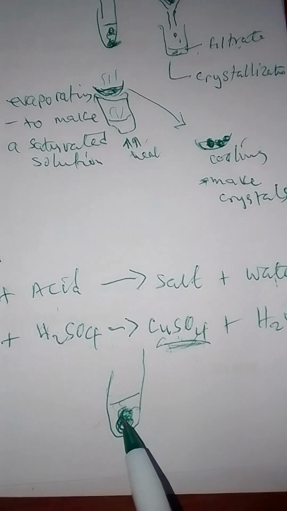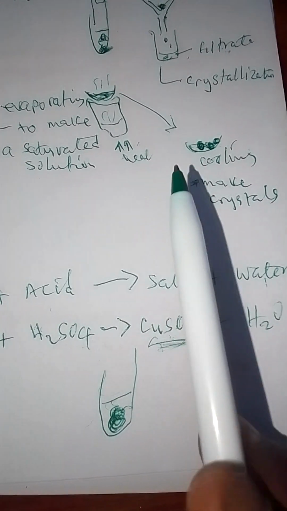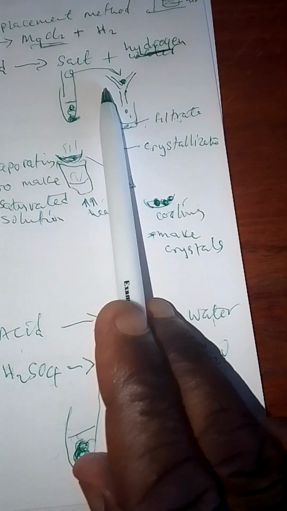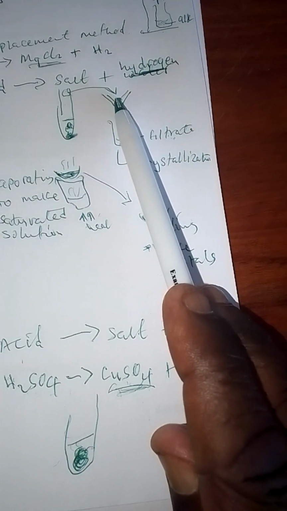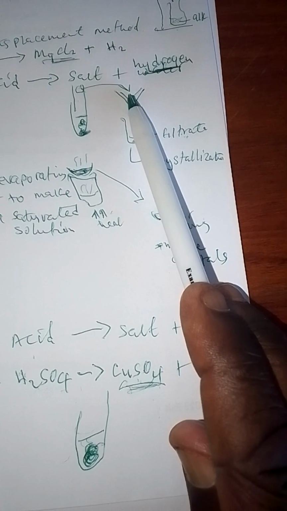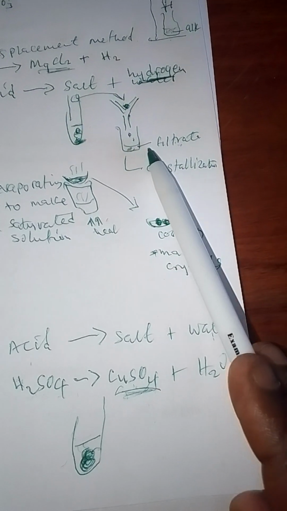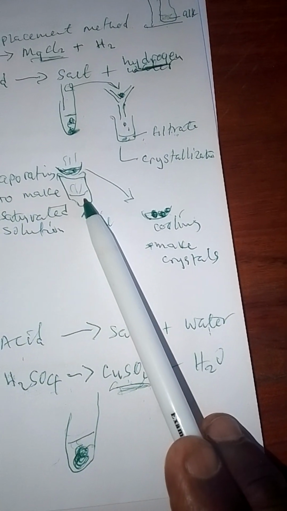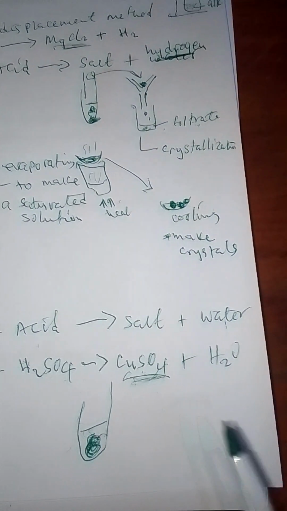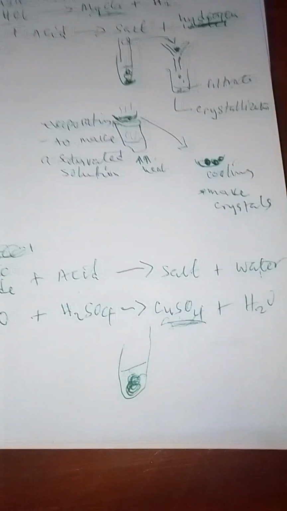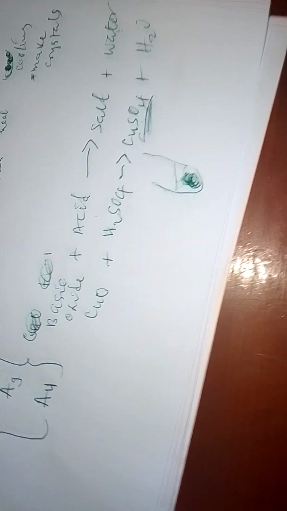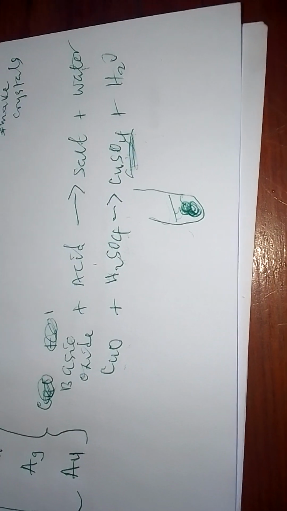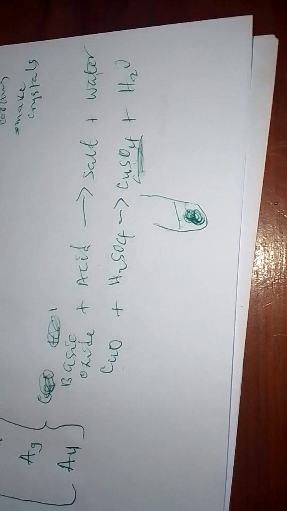Okay? So the excess copper oxide, you do what? You filter it, like here. What will remain as a residue this time is excess copper oxide. Then the filtrate will be copper 2 sulfate. Then you go to the next stage. Then crystallization will recover the salt, just like that. So that's how we prepare salts using this method.